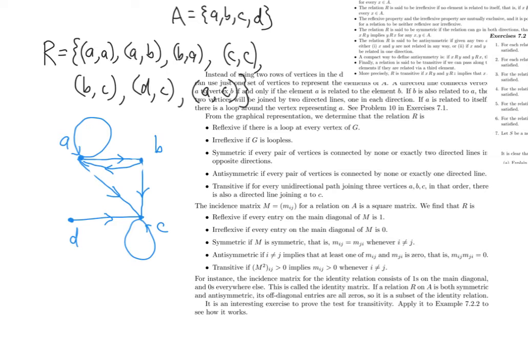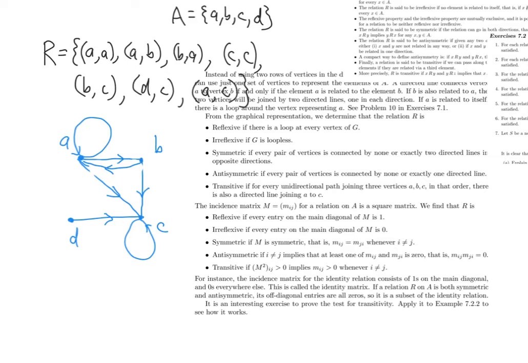So what did we say? We said it's not reflexive, it's not irreflexive, it's not symmetric, even though it has parts that make it seem like it could be. It's not antisymmetric, even though it has parts that make it seem like it could be. And it is transitive. So the only property of these that it has is that it's transitive.